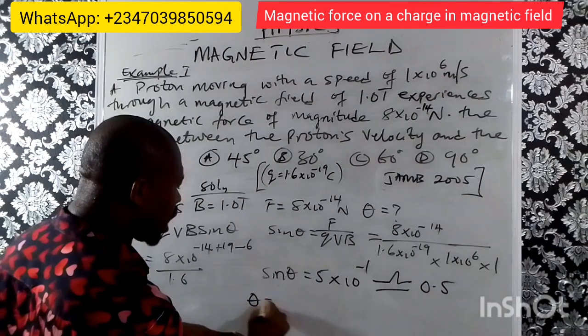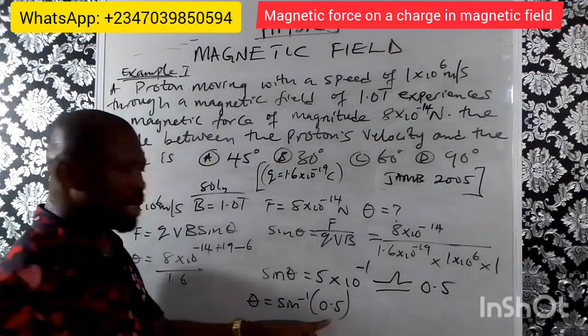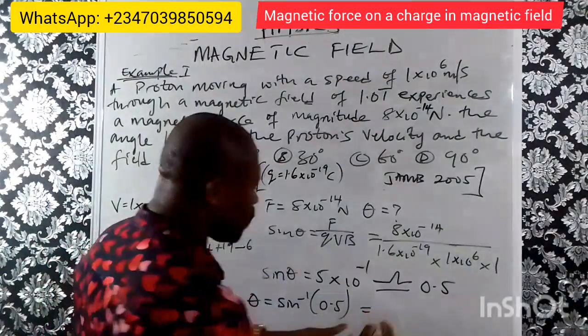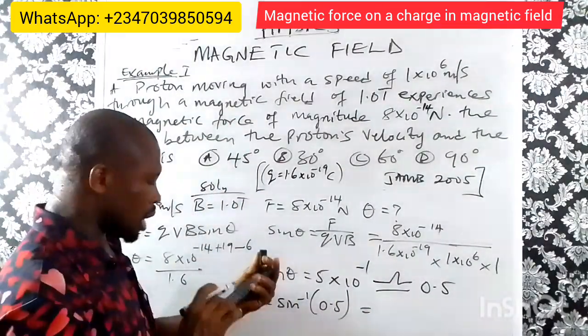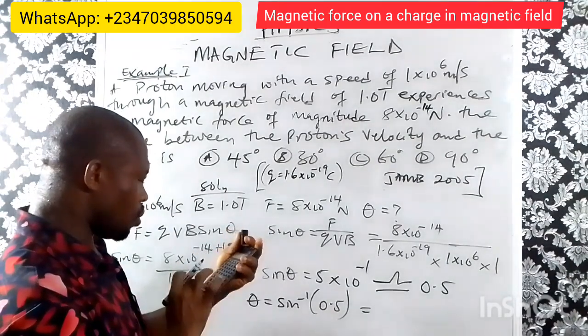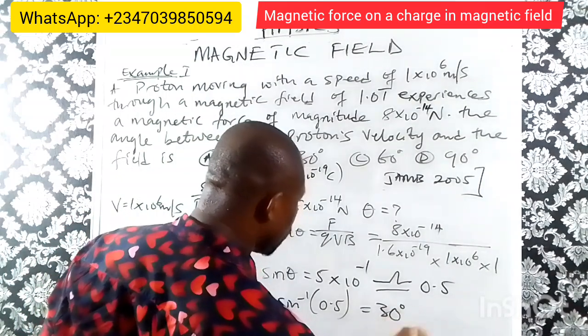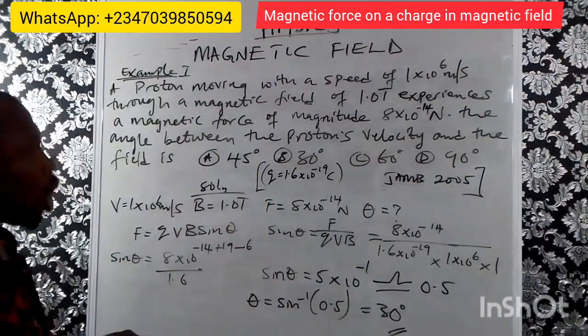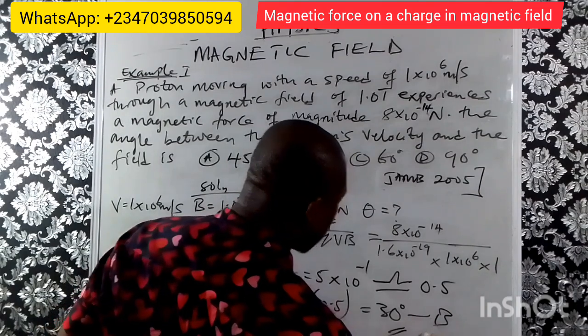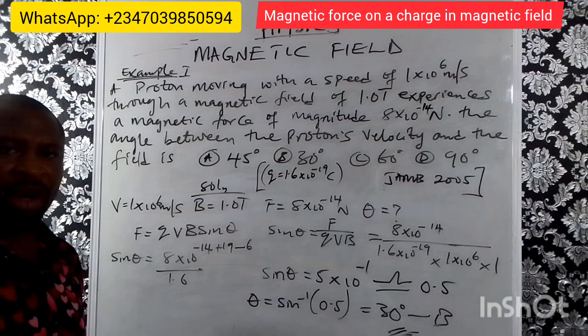Now, theta is the sine inverse of 0.5, and the sine inverse of 0.5 is 30 degrees, which is option B. Okay, we will still take another one.